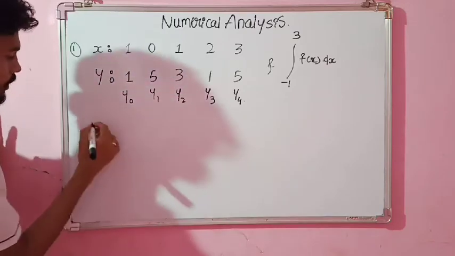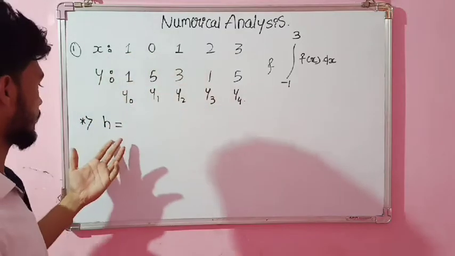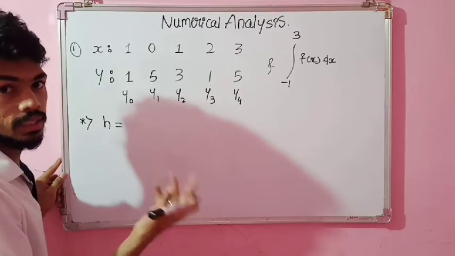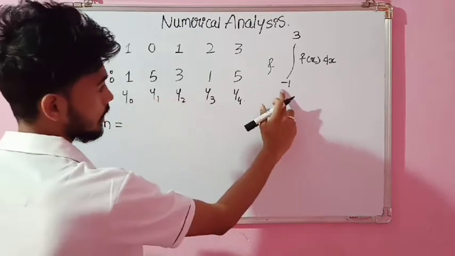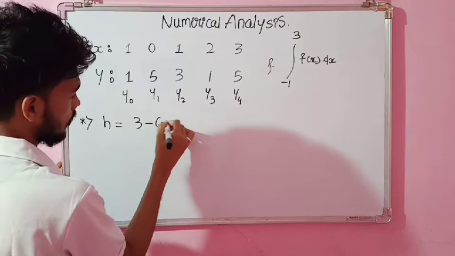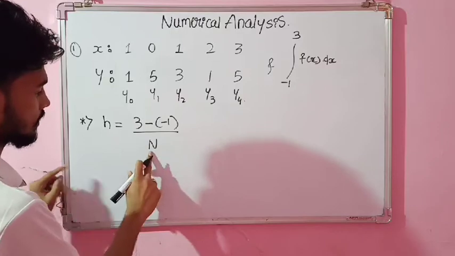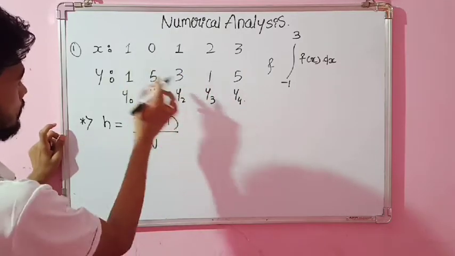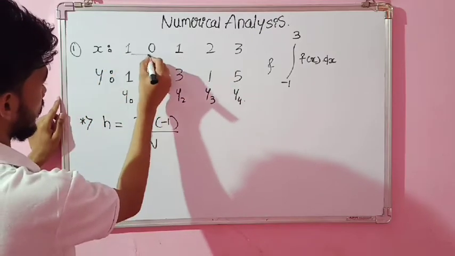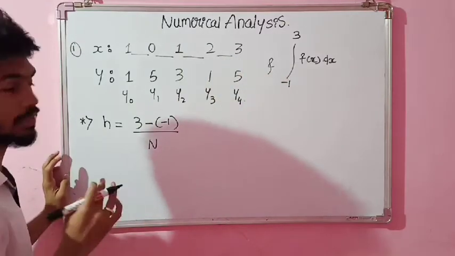Next you have to find the value of h. As I stated before, the h value is given by upper limit minus lower limit divided by n, that is the number of spacing or intervals. Here the lower limit is -1, upper limit is 3. You have to write the n value here. Check the spacing in the x values: 1, 2, 3, 4. So n is 4, the total number of spacing is 4.